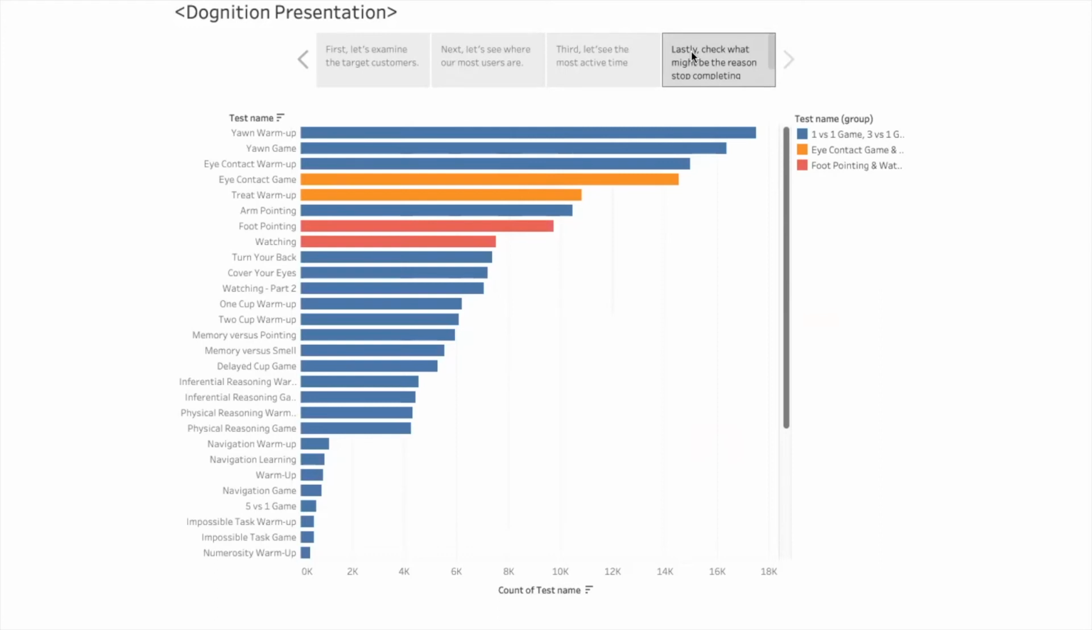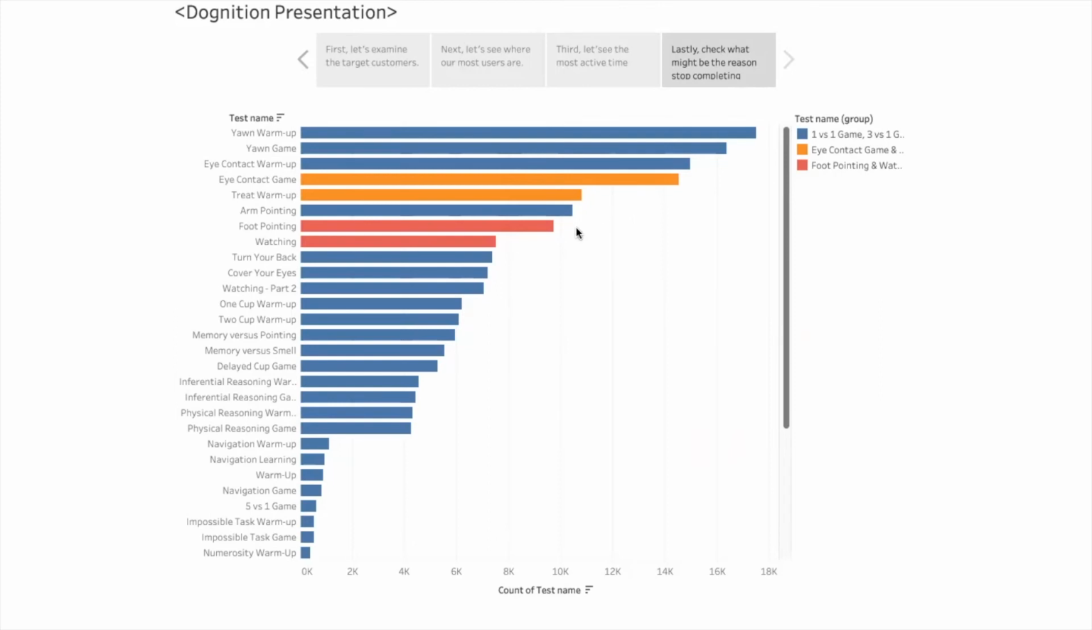Okay, lastly, let's examine what might be reasons that stop people from doing tests while they're completing the 5 to 19 games. We can see there is a huge gap between the eye contact game and the tree warm-up game. The gap here is really big. And the gap might happen because people are leaving after the 4 initial games.